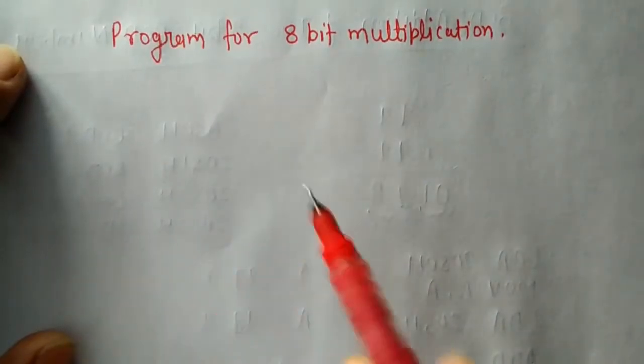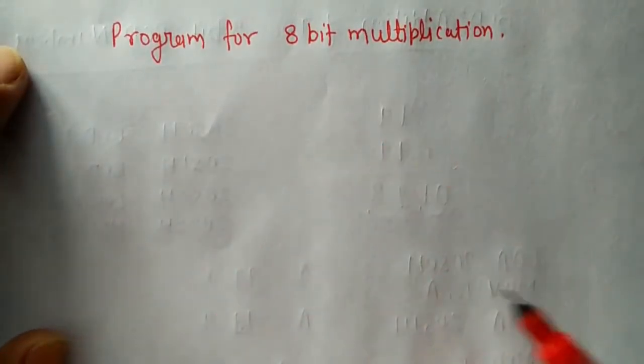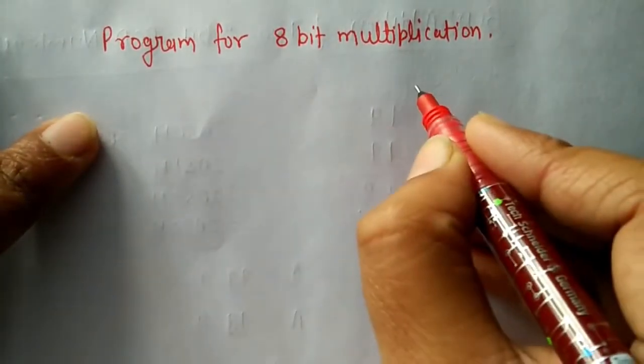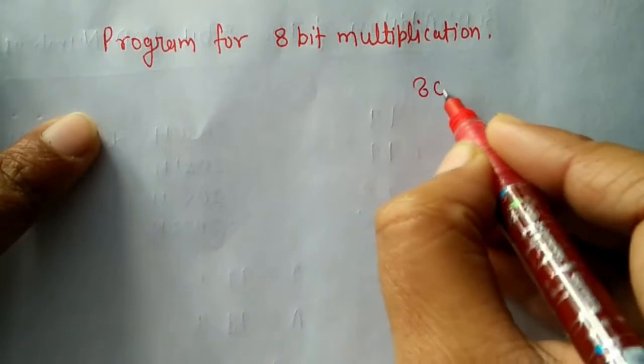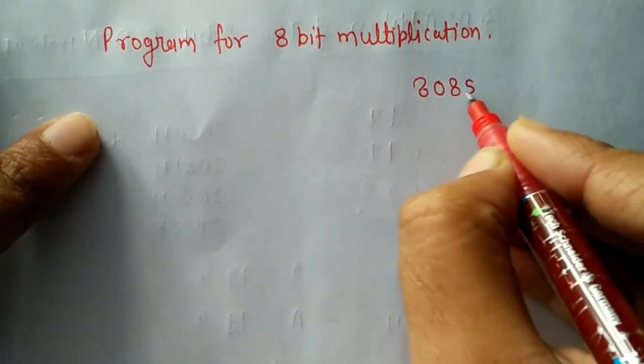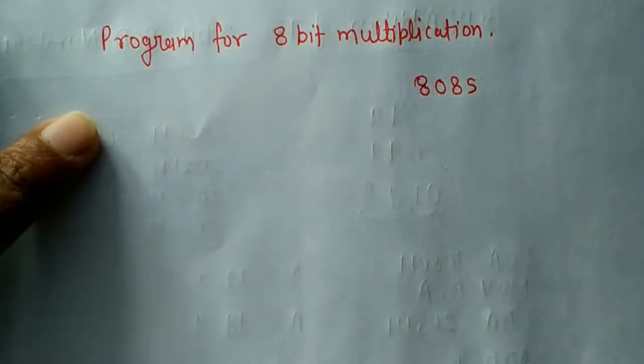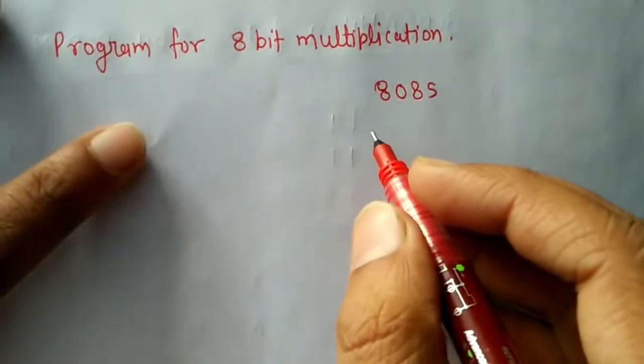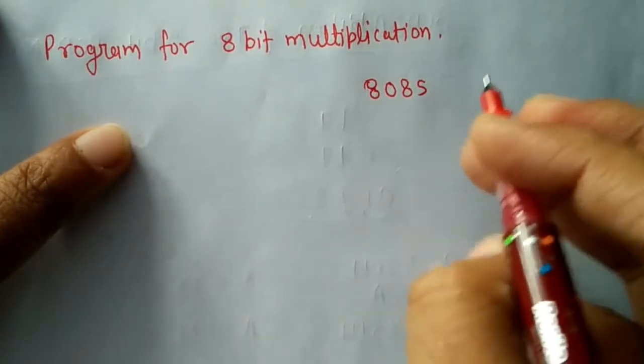Friends, today we are going to write a program for 8-bit multiplication. Here, in 8085 microprocessor, we do not have any instruction for multiplication. That means we can't implement multiplication directly there. So, how will we achieve that?